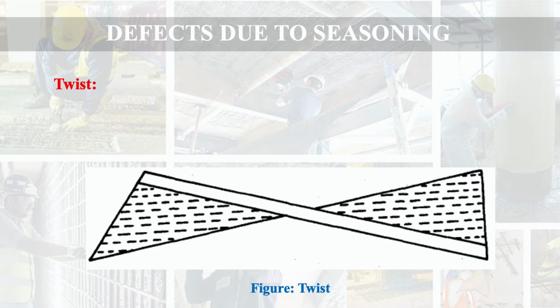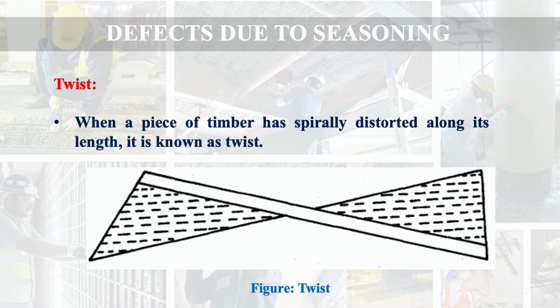Another defect is twist. When a piece of timber has spirally distorted along its length, it is known as twist. Means here the fibers will be twisted in the form of a spiral along the length of the member. So here the fiber gets twisted.